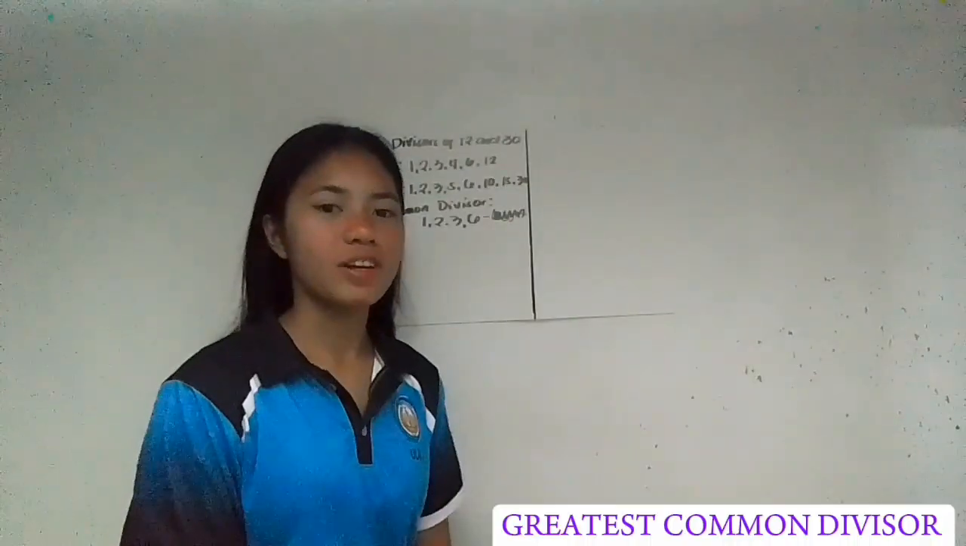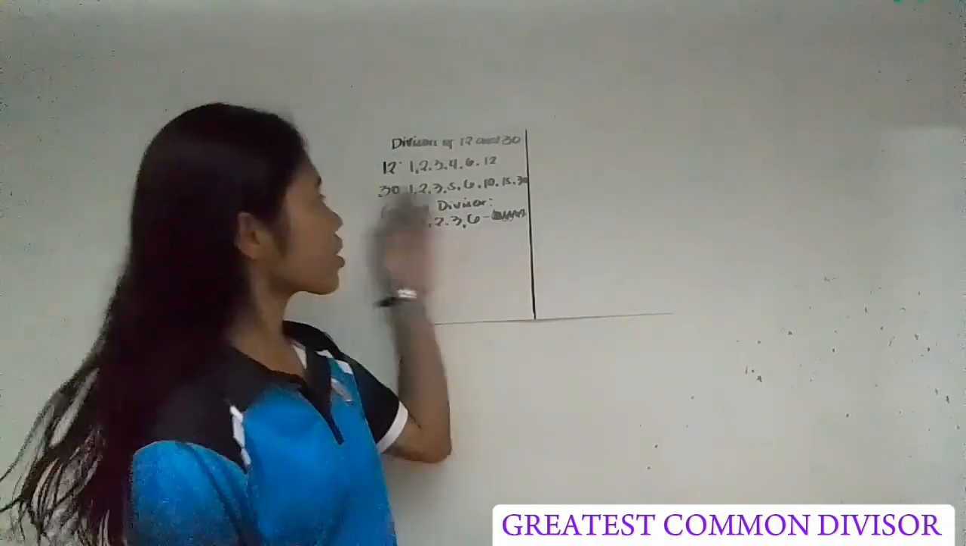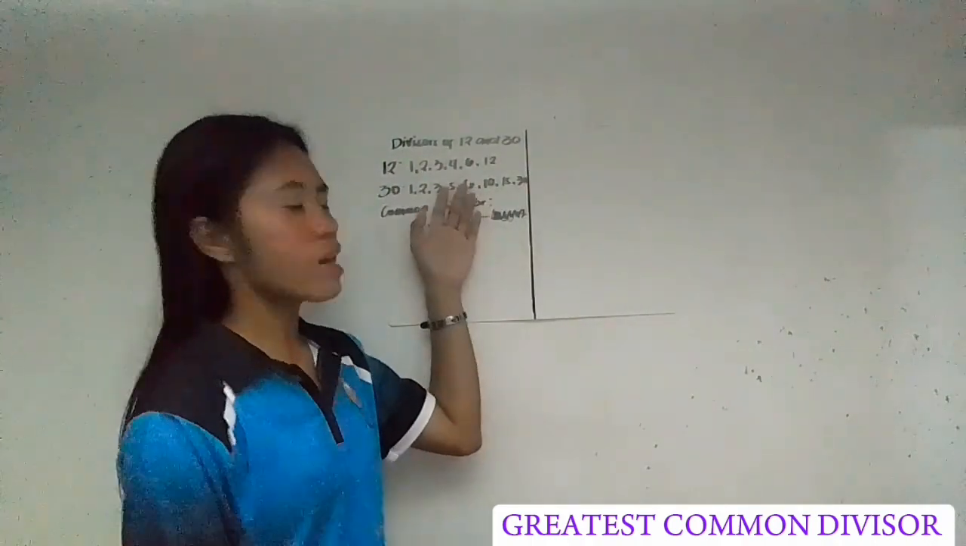And now, let's move on to the greatest common divisor, or the GCD. The GCD is the largest number that divides two numbers evenly. For example, find the GCD of 12 and 30. So now, we will make a list of the divisors for both numbers, 12 and 30. And now I have here the list of the divisors for 12 and 30.